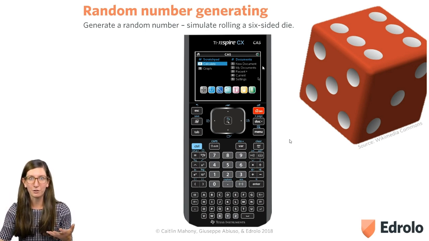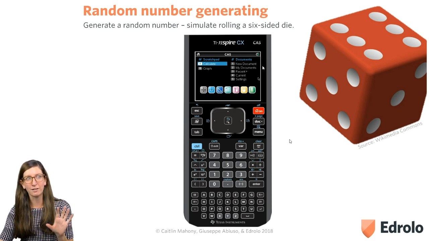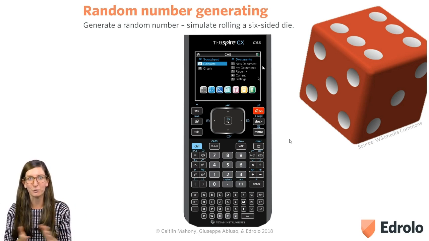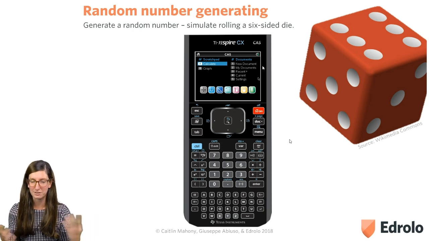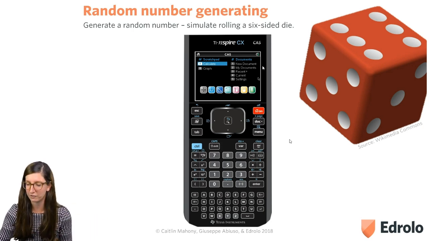I'll also let you know that there is an interesting way that your teacher can set up your CAS, or the whole class's CAS, so that the way you're generating numbers is always the same as each other or always different to each other. So we'll have a look at both of those things.